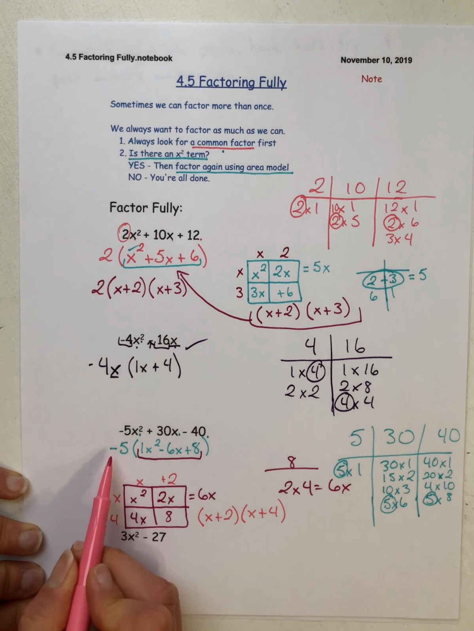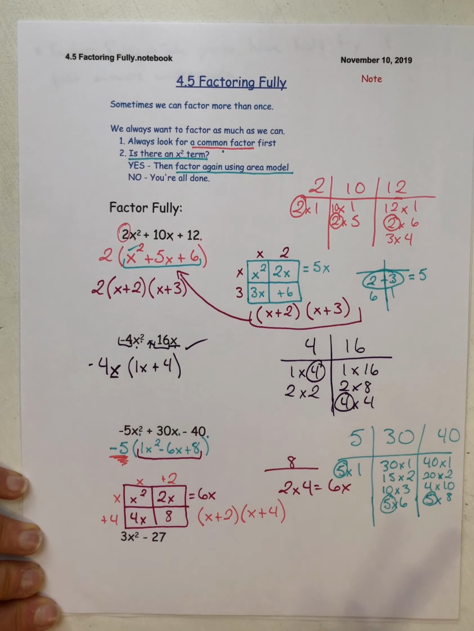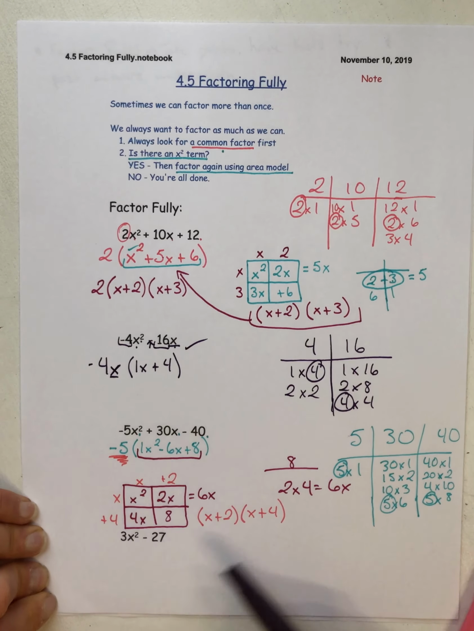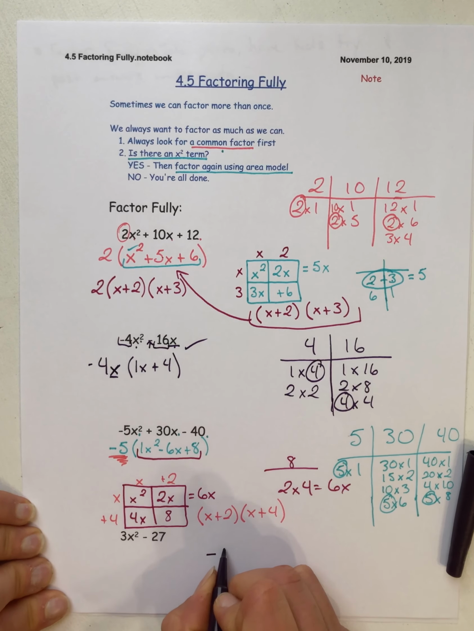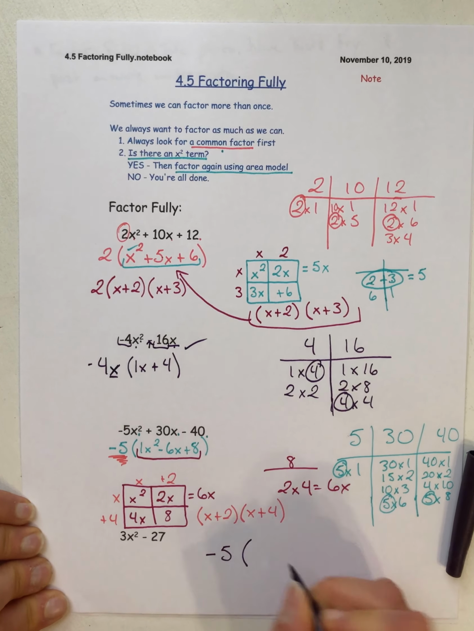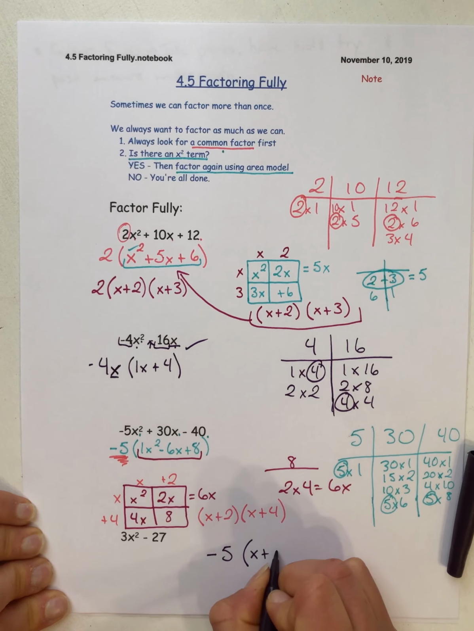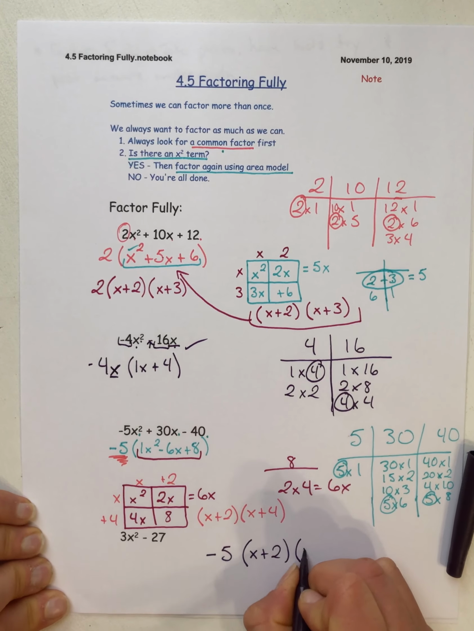But we need to remember that we still have this negative 5 out front. So I'm just going to use some space up here. We make sure that we write negative 5 and then our factored points.